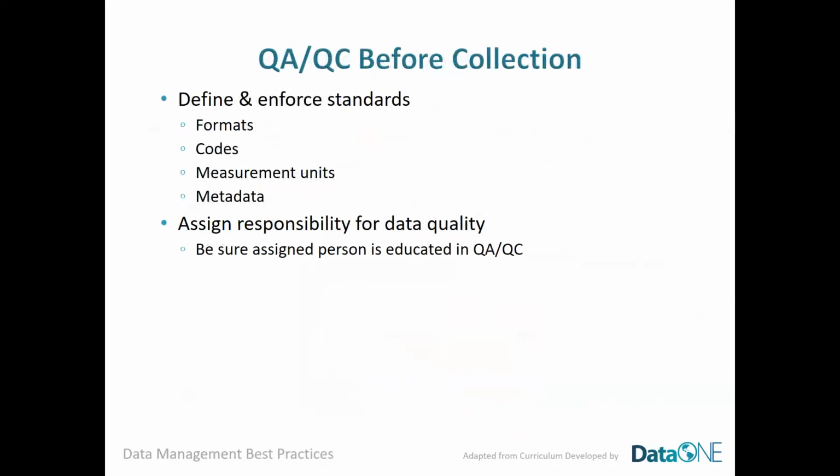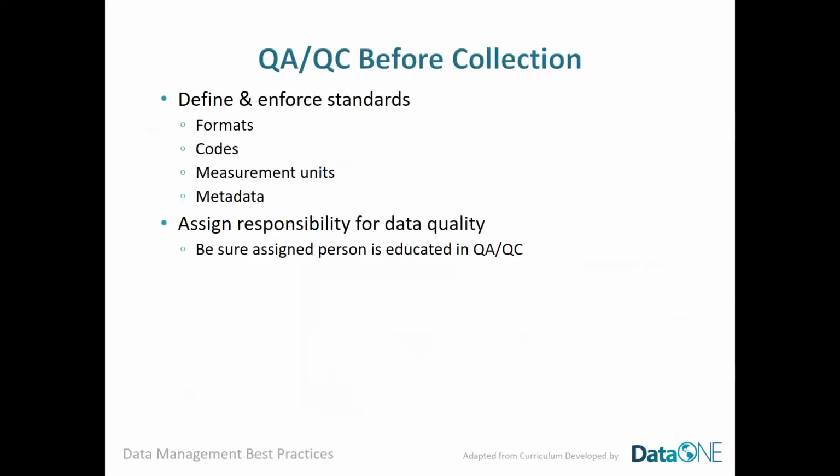The remainder of this module will cover some best practices for quality control and quality assurance for the different stages of a research project. First, before data collection, a researcher should think about defining and enforcing standards that will be used during the project. Consider formats that will be used for the data tables or data entry forms. Also, if abbreviations or codes are used, they should be defined up front. Measurement units should also be specified, and relevant metadata should be identified before collection.